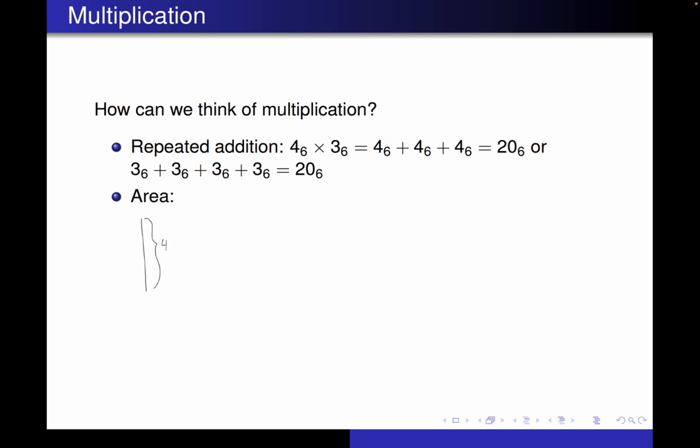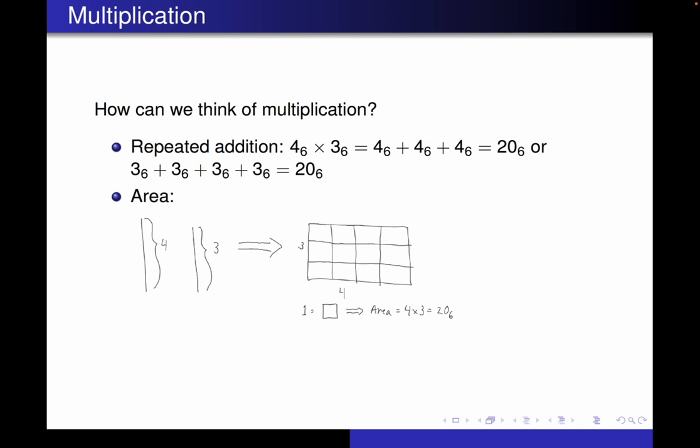So if I want to do 4 times 3, one thing I can do is take a length of 4, a length of 3, and put those together into a 4 by 3 rectangle, and the area of that rectangle is going to be 4 times 3. If we break that into 1 by 1 squares, you can count those. Those are 12 squares, 20 base 6 squares, just like we did with repeated addition. And keep in mind, the number 1 in area is represented by a 1 by 1 square. So our area is 4 times 3, which is again 20 base 6.